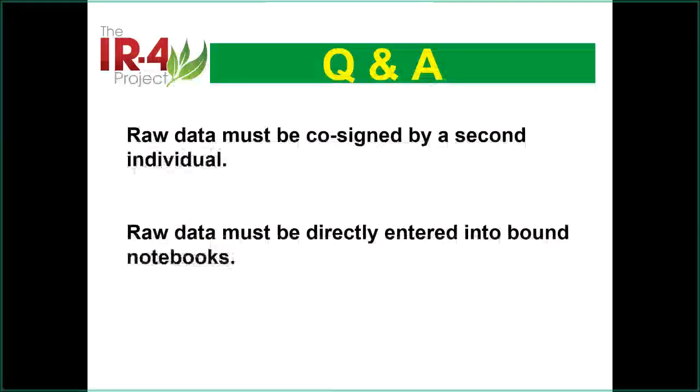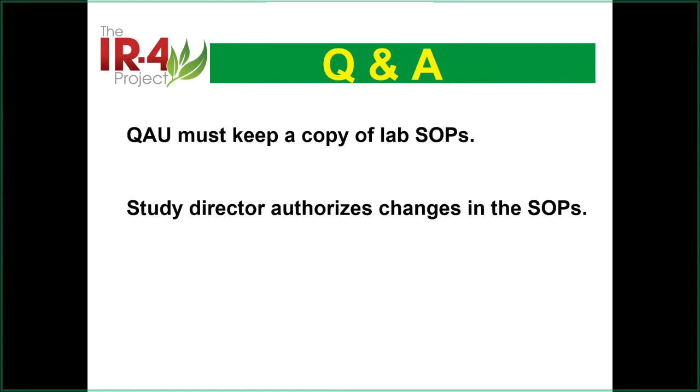The next question: the raw data must be signed by a second person, not only one person. So this is true or false. And the data must be entered in a bound book. You know, in the older days when we did the work, it was always something bound, a book, rather than loose pages like this. So that's the question: is it a must, or is it optional?